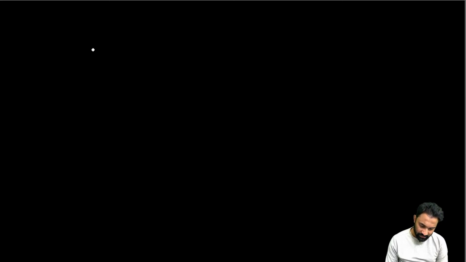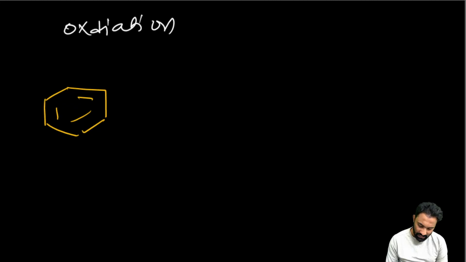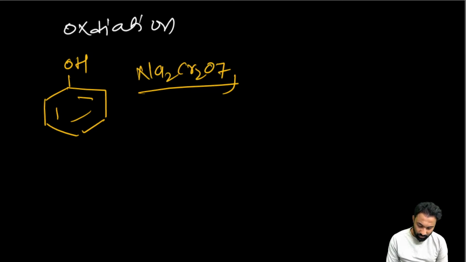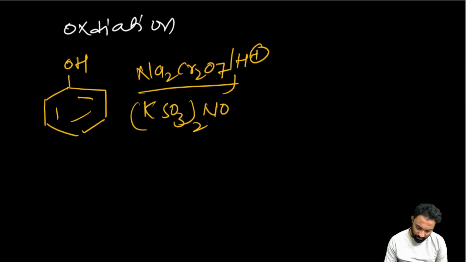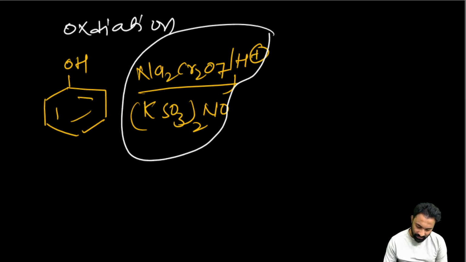Next one, the third type of reaction, oxidation of phenol. Now remember, this is very important in the conversions. They will ask you this. Remember the reagent, that's it. What is the reagent? Sodium dichromate in the presence of H plus. Clear? These are some reagents we are having. Now these reagents, K2Cr2O7, we know are strong oxidizing agents. Now this one we call Fremy's salt.